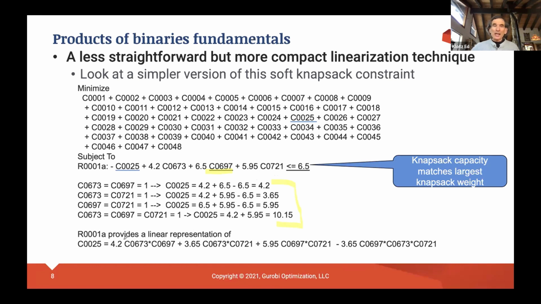But what we see then is that this penalty variable actually can be expressed as this nonlinear expression of binary variables. So what we've done here is we actually have a multilinear expression in disguise by this seemingly benign soft knapsack constraint. So implicitly, we're minimizing this multilinear expression.